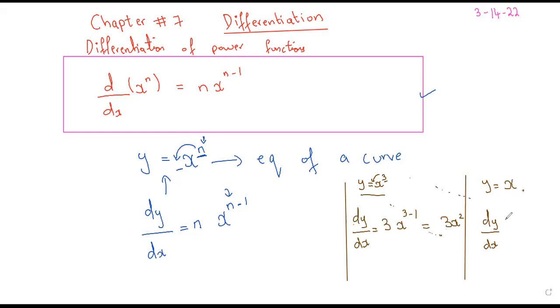So this is going to be, what is the power? The power is 1. 1 would be written next to x. So 1 into x, old power minus new power. So that would become 1 into x to the power 0. And this is 1. Any number to the power 0 is 1 basically.